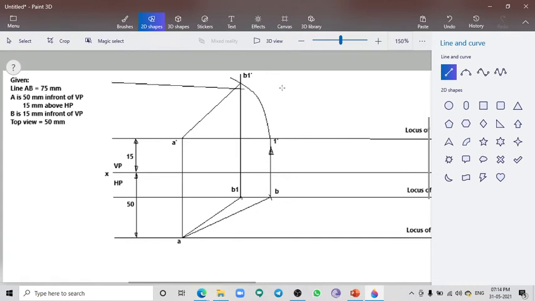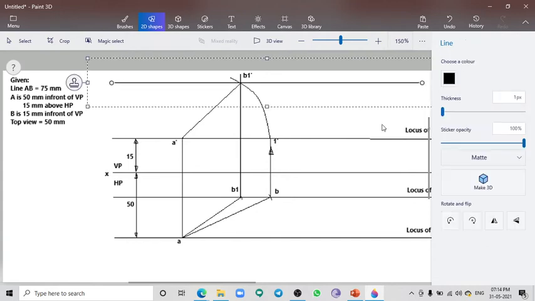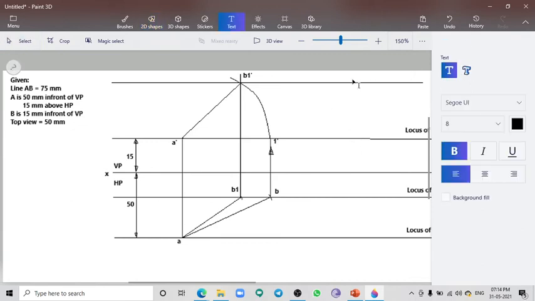So now I can draw a locus line at a point. So this is the locus of B dash. Okay, now we have 2 loci and the starting point. So now we can easily draw the true line. This is in order to check the correctness of our drawing.